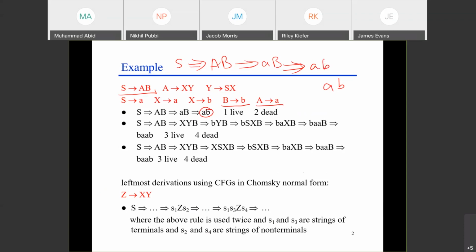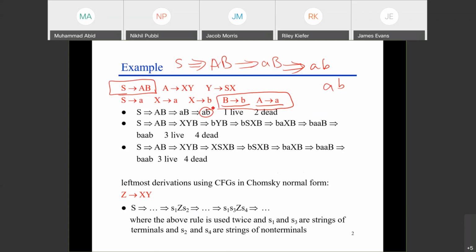Okay. So now we want to see, when we derive this word, how many production rules we used. We use three production rules, which are underlined: 1, 2, and 3. Out of these three, how many are live production rules and how many are dead production rules? This is a live production rule because a non-terminal is replaced by two non-terminals, and these two are dead production rules.